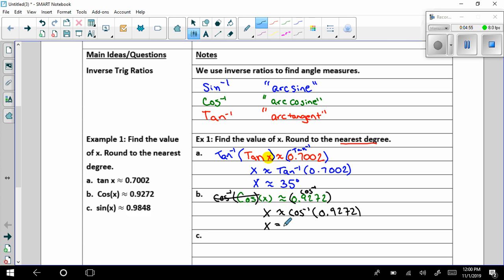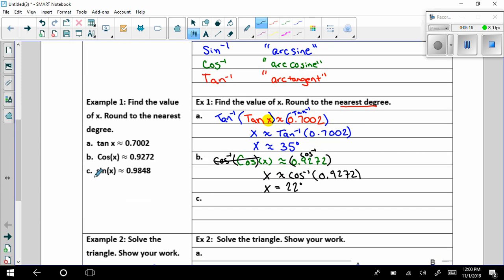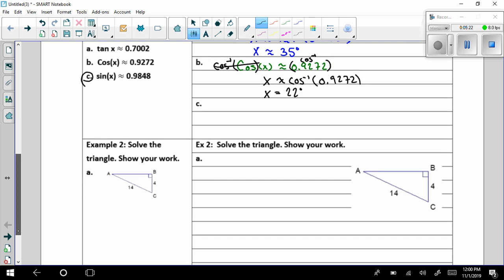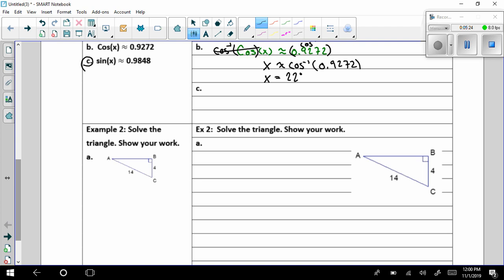Once again, we type that in our calculator. So x is approximately the inverse cosine of 0.9272, which is 21.9, which rounds up to 22 degrees. Again, making sure that your calculator is in degree mode as you are solving these problems. Go ahead and practice C on your own. Okay.